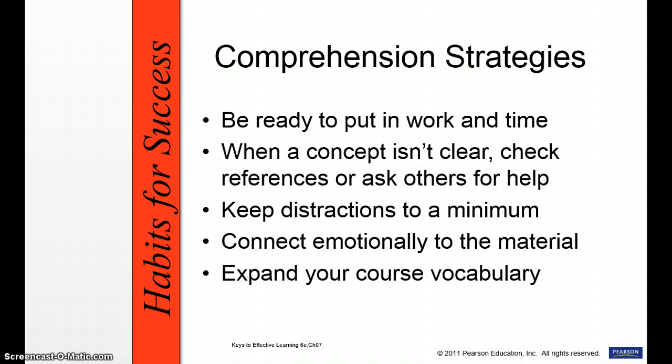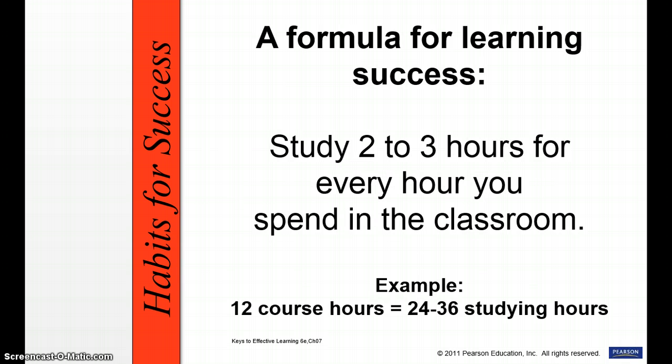How often do you think you should study for every hour you spend in the classroom? Now, this has been researched and the example has been long-standing. For every 2 to 3 hours that you spend in the classroom, you should study 2 to 3 hours outside of the classroom. So if you're at a minimum enrolled in 12 credit hours, which makes you a full-time student, you should be spending no less than 24 to 36 hours a week studying.